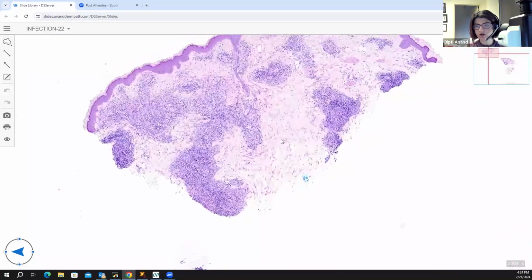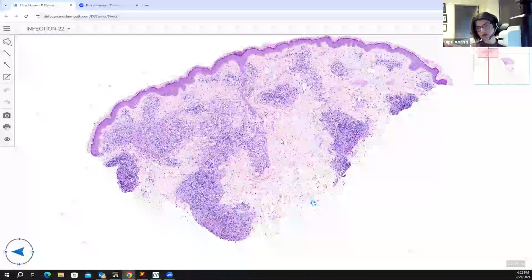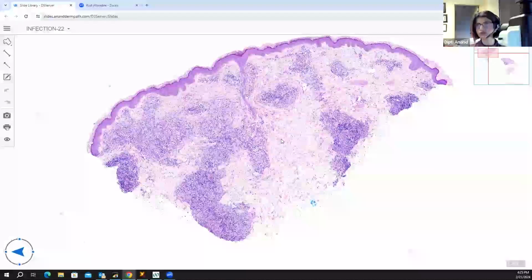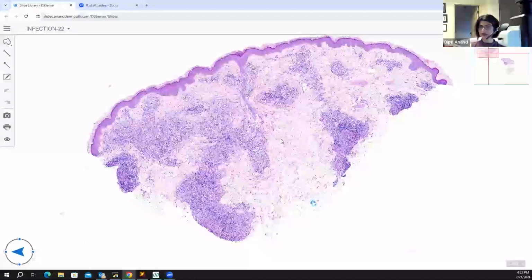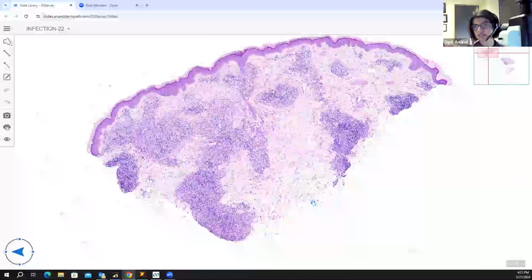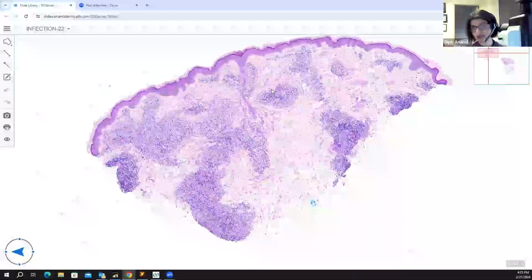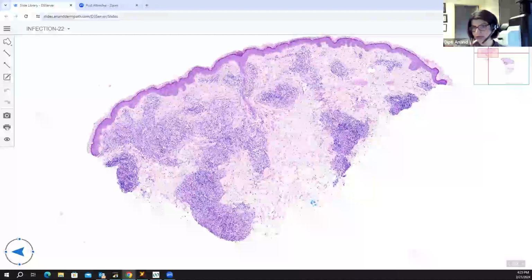Now, the Fite stain will not be able to detect the organism in this instance. In tuberculoid leprosy, you may get lucky, but it will require patience and thorough sectioning of the block and staining multiple levels to be able to detect maybe one bacteria. A more sensitive method would be to do PCR analysis. So PCR can detect the Mycobacterium leprae organisms. So this is tuberculoid leprosy.